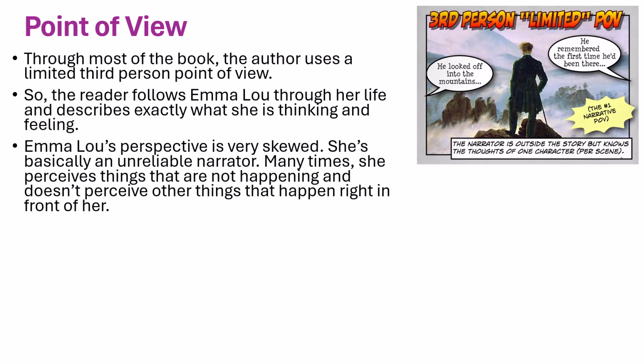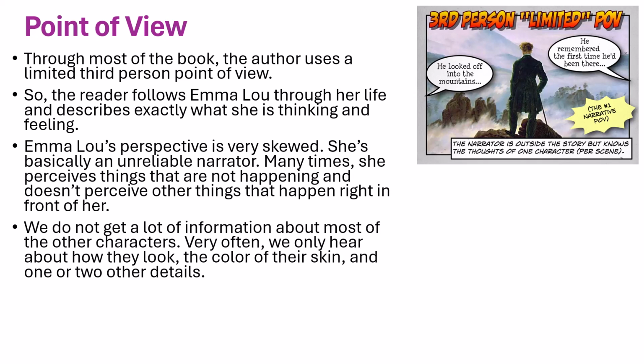But it is almost like an unreliable narrator because she sometimes perceives things that are not happening, and other times she doesn't perceive things that are happening right in front of her. So, for example, she'll think that a man is not interested in her when maybe he is. Or she will not perceive that someone is mistreating her. Or she thinks that somebody is mistreating her and she gets very on her high horse about it, but it's really not happening. So sometimes there's legitimate discrimination and prejudice, and other times there isn't.